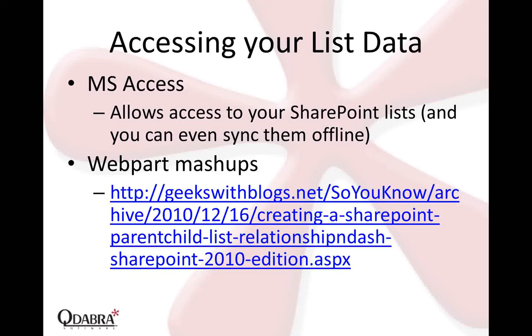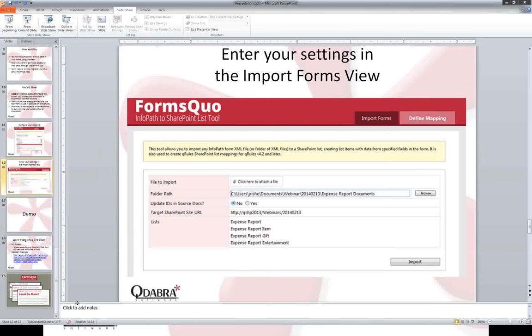A few things to think about if you want to access this hierarchical data. Microsoft Access provides the ability to actually sync your SharePoint lists onto your computer and access them from Access and then sync them back. There are also webpart mashups. A pretty good one we've seen is from the SharePoint Hillbilly blog. I've added the link here, and we're going to be providing this slide deck with the webinar material. So certainly check that out. I can give you a quick view of what that looks like.